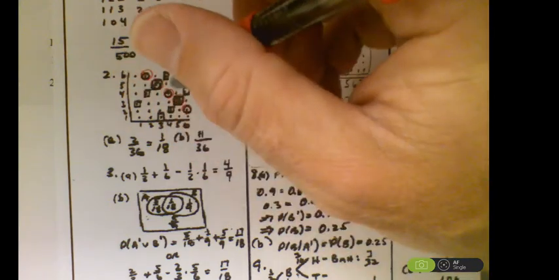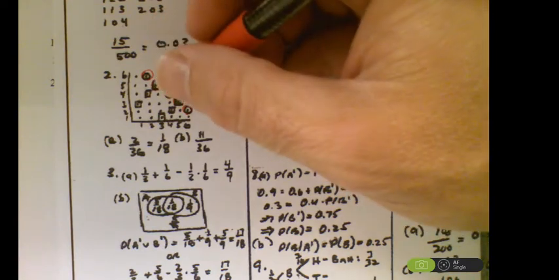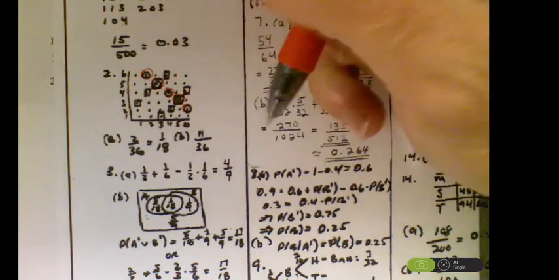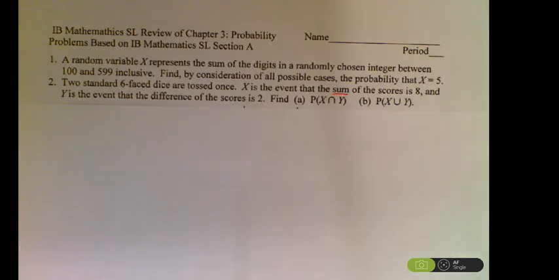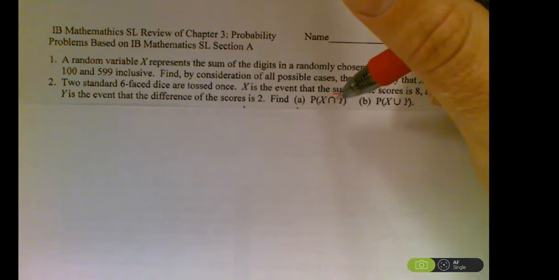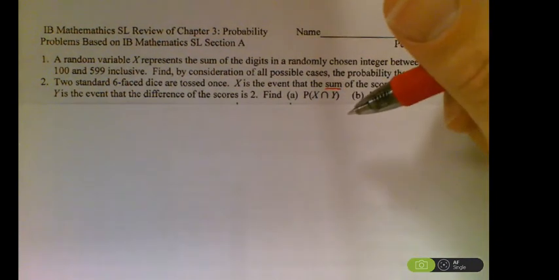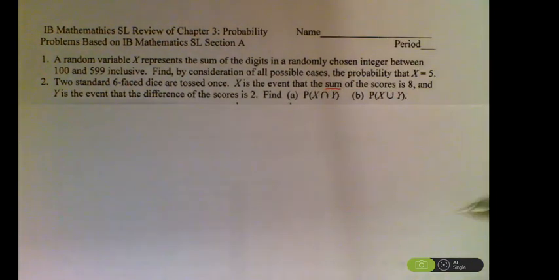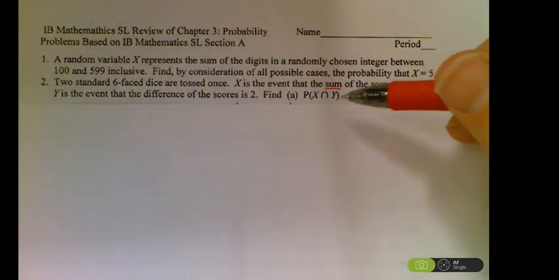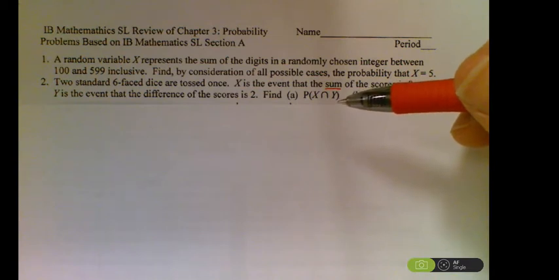But this one specifically said they have a sum of 8 and a difference of 2. So I can only use the ones that have a difference of 2. That would be our 5, 3 combos. It could be a 5, 3, could be a 3, 5. So you have 2 cases where both of those statements are true. It's a 6x6 grid, so there's 36 total possible. 2 of those 36 fit that condition. So we would say 2 out of 36. Reduce if you can, so 1 out of 18.